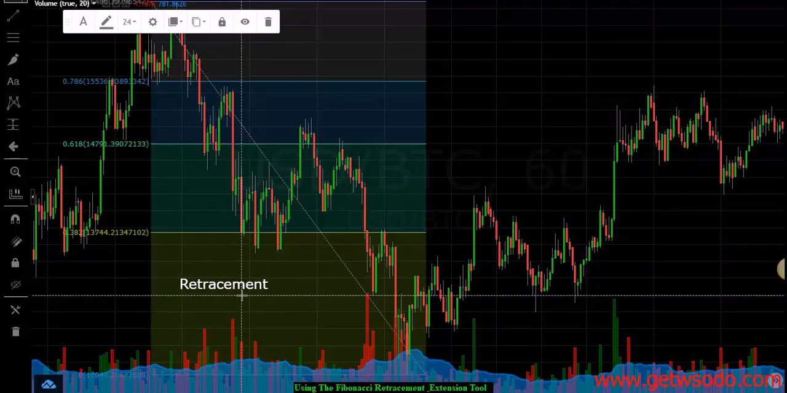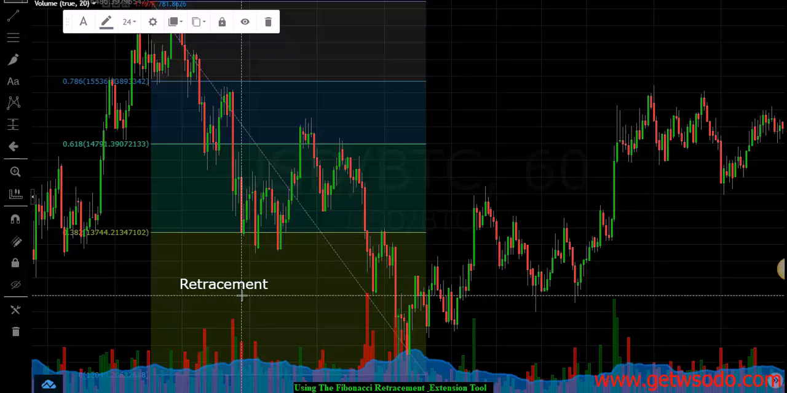Now what this is used for is to find historical levels of buyer support and seller resistance. Oftentimes the fib levels indicate areas where historic traders will sell out, or they will buy in or short the market.